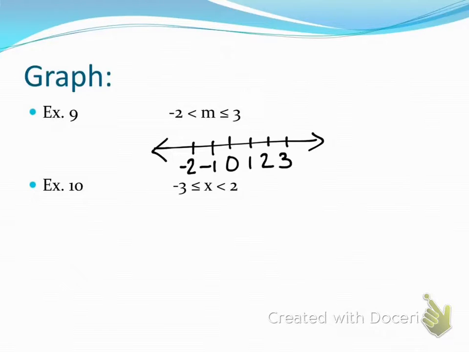At negative 2, Natalie, should we put an open or closed circle? Open. Very good. At negative 2, we put an open circle. Logan, what about at 3? Should we put an open or closed circle at 3? Closed. If it's got the bar on it, it needs to be a closed circle.